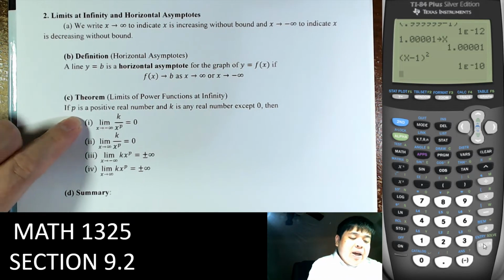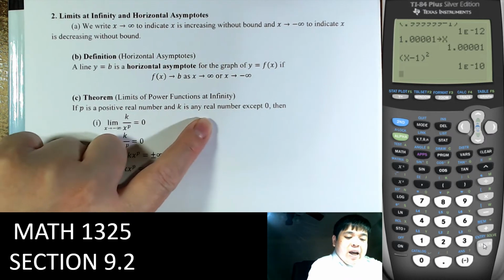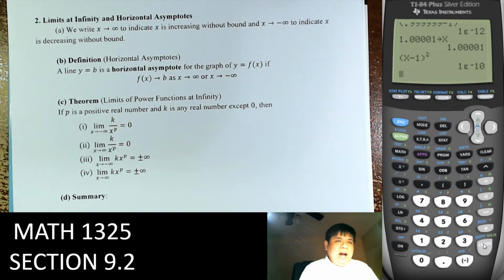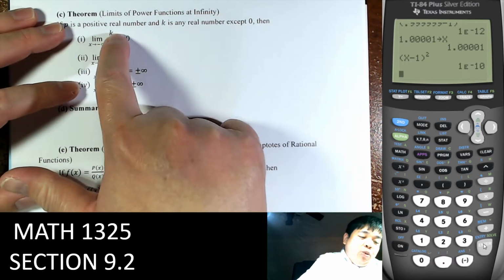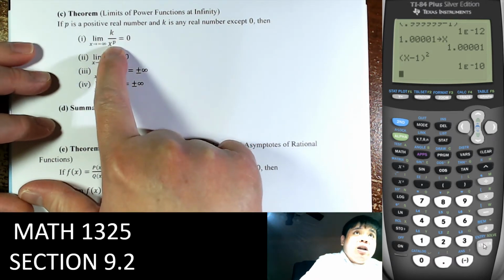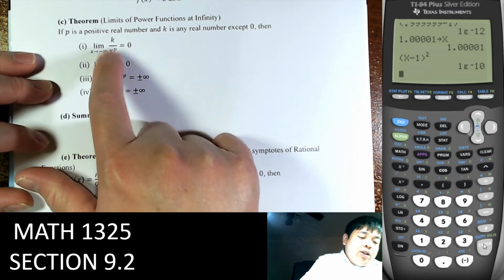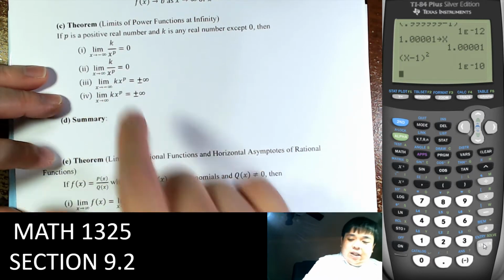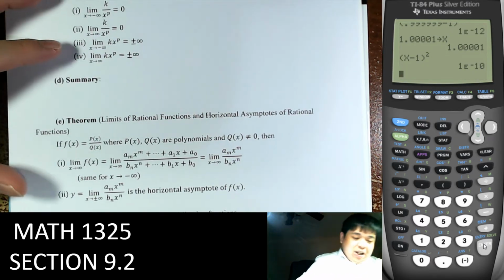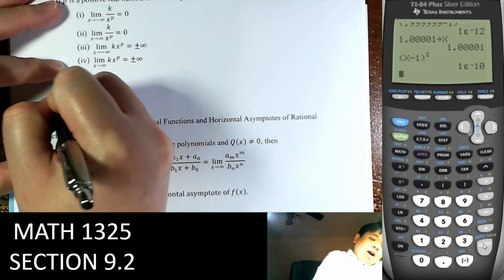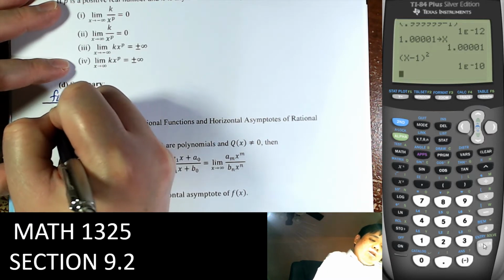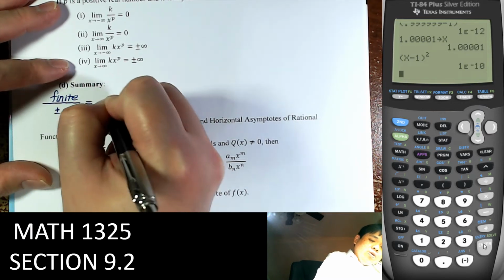Now, if p is a positive real number and k is any real number except for 0, then we have that. That's complicated, so I want to just summarize it. If we have something other than 0, a constant, divided by something that goes to infinity, so finite divided by infinity goes to 0. I will write the summary like this. If we have something finite, of course finite is not infinity, and divide by something that is plus or minus infinity, that will be equal to 0.